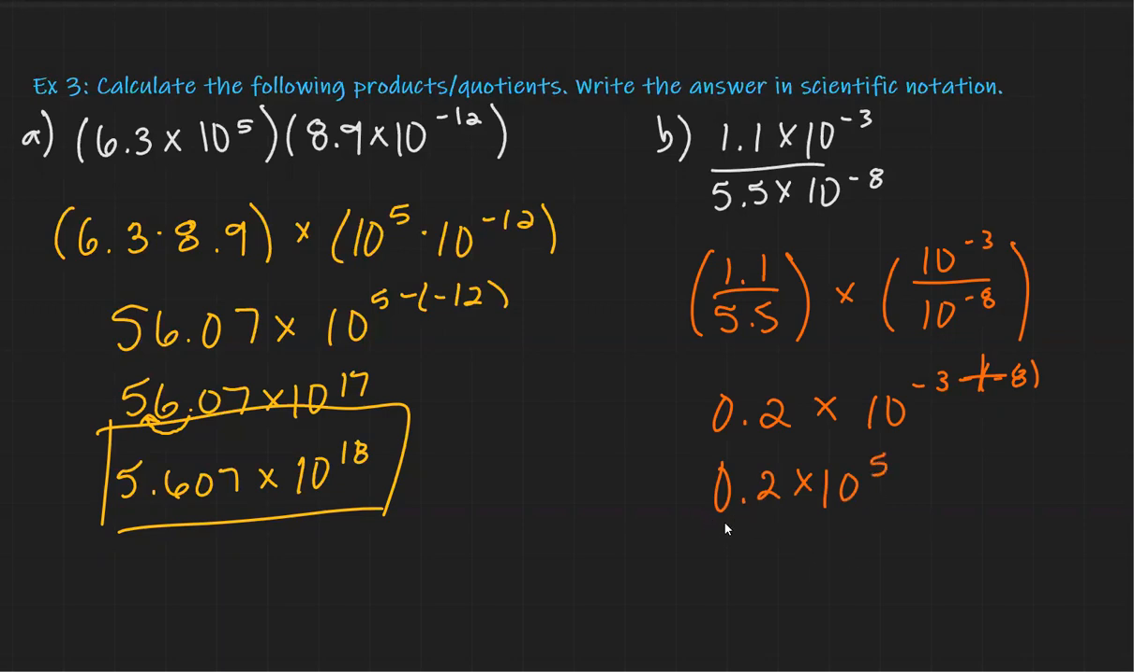But now here's another issue. This 0.2 is not between 1 and 10. So I got to move it to the right once. So 2 times 10. And since I'm already ahead of myself, I moved it to the right once, I don't need to move it 5 times anymore. I need to move it 4 times because I already got ahead and moved it once over. Okay, so this is 2 times 10 to the 4th.